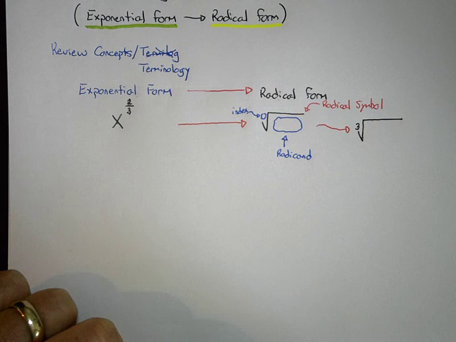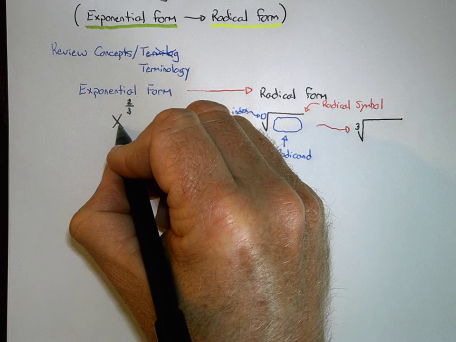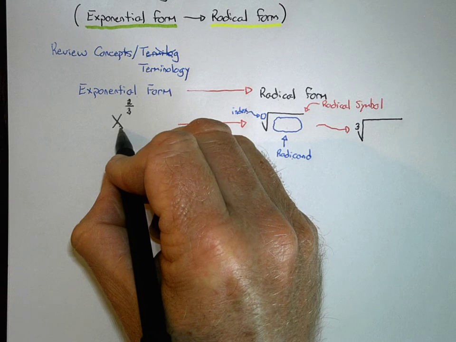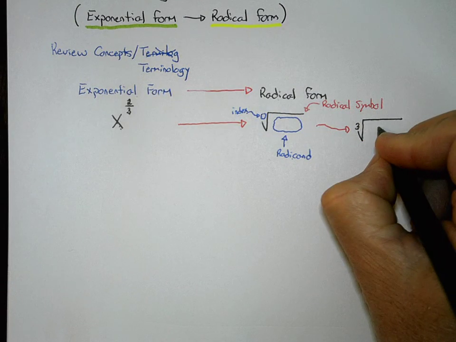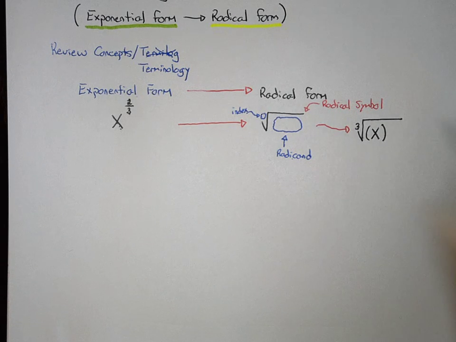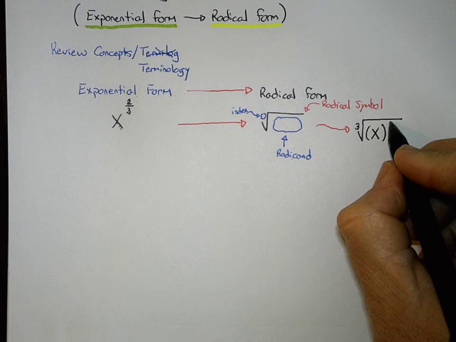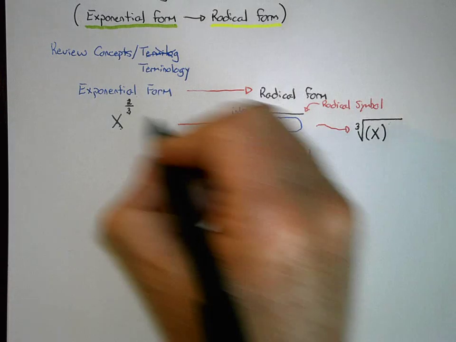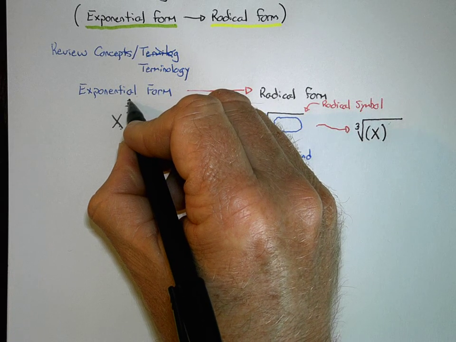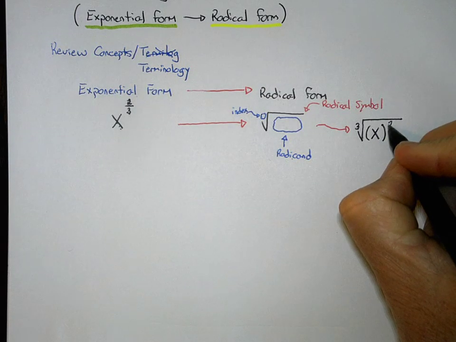Then whatever the base is in exponential form, which in this case is an x, becomes your radicand. Since the exponential form had a base of x, the radicand is going to be an x. Typically you're going to put the radicand in parentheses, and that radicand is going to have an exponent, which is whatever your exponential form's numerator is, which you can see is a 2. So this would become a 2 right here.